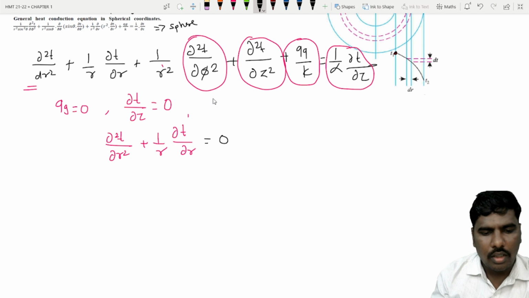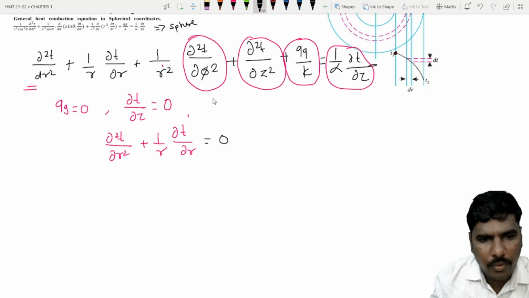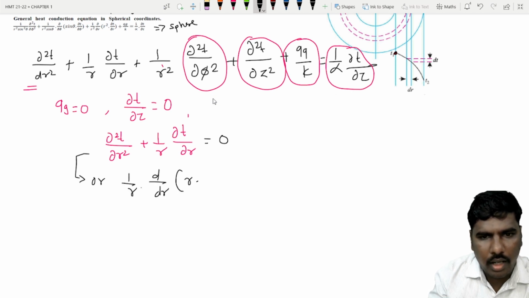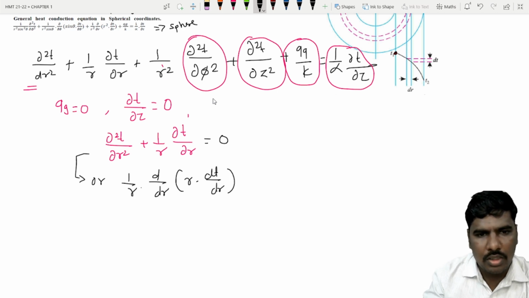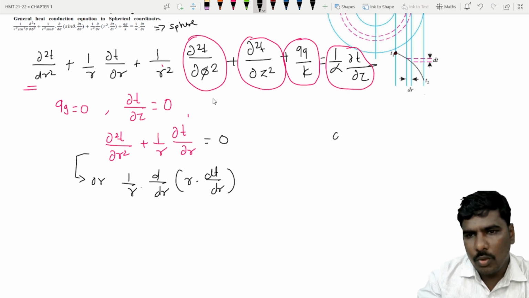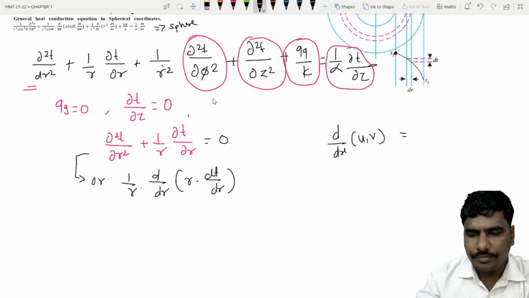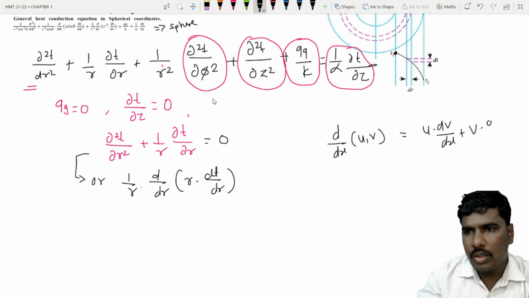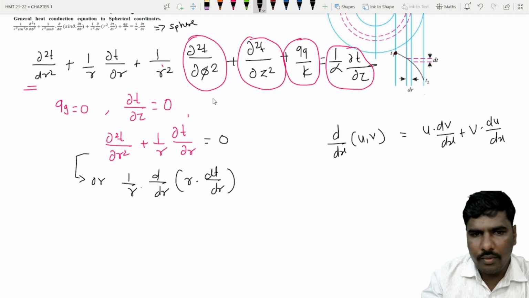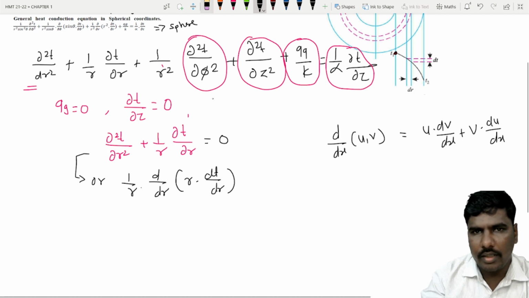Now we can write this equation in the form (1/R) d/dR (R dT/dR). How does this come? We know that d/dx of (u·v) is u·dv/dx plus v·du/dx. Similarly, we will consider d/dR (R dT/dR) here.